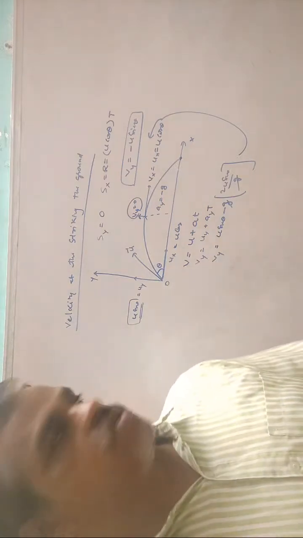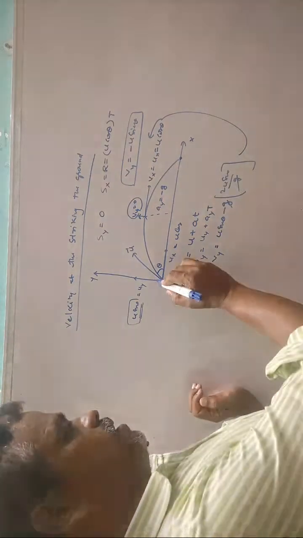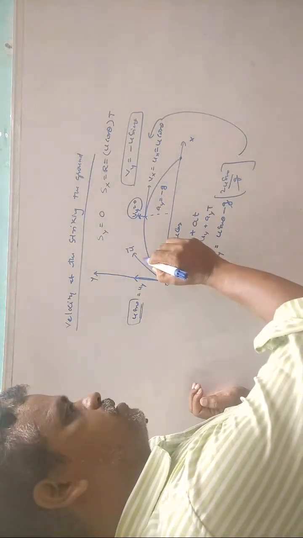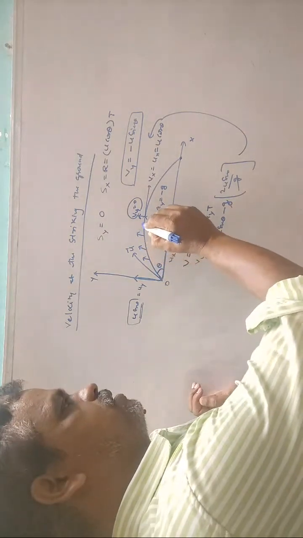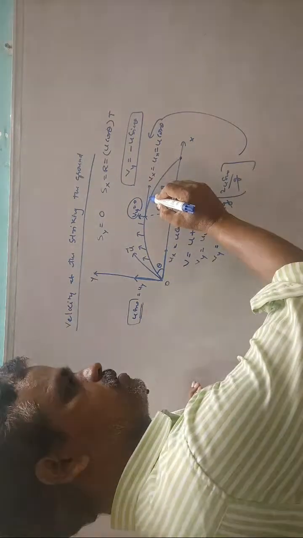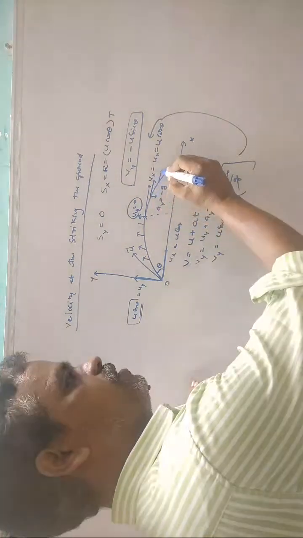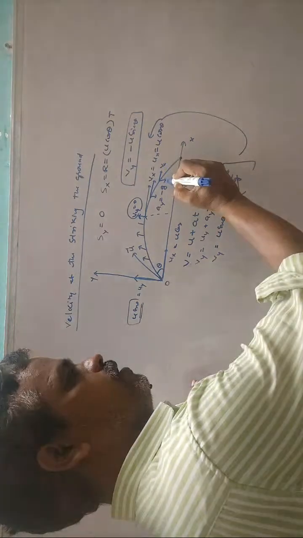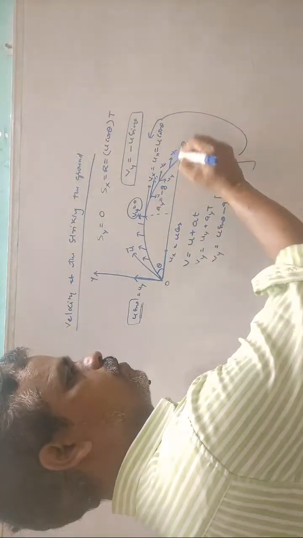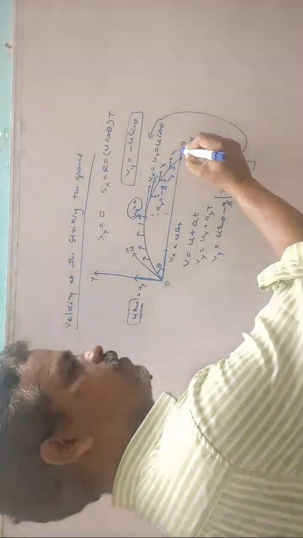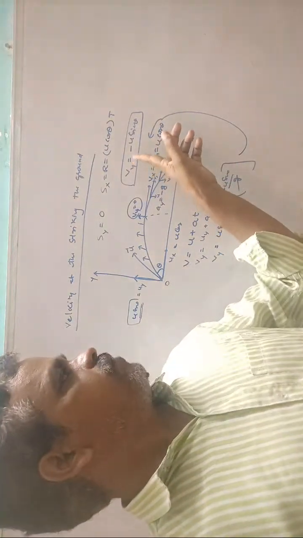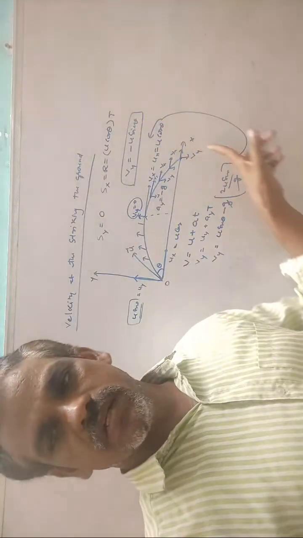What is the velocity at this point? Initially in the vertical direction, it starts with u sin theta. At the maximum height, the vertical component will be 0. Vx is there, and Vy will be in this direction. That's why we got Vy equal to minus u sin theta, as it is striking the ground.